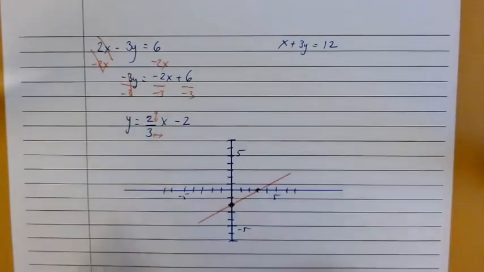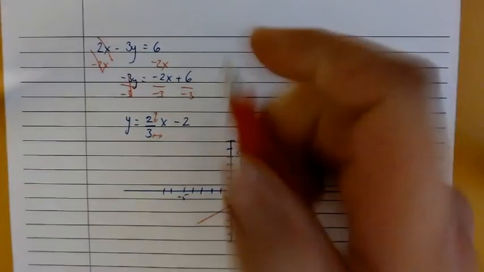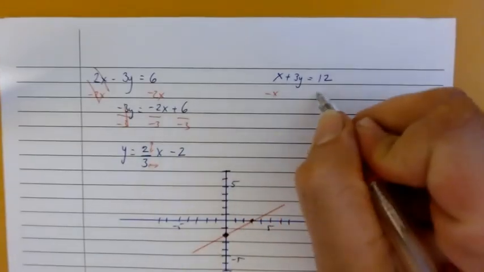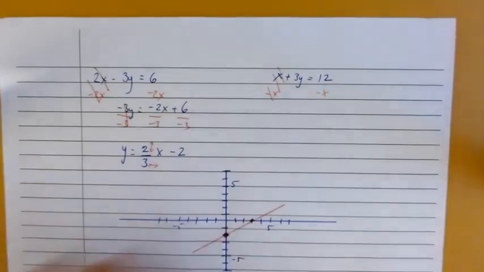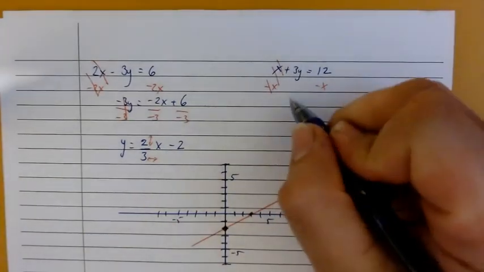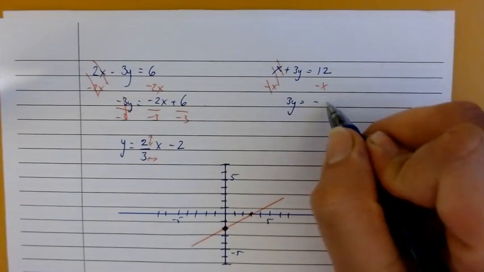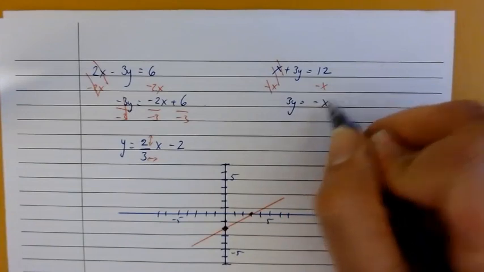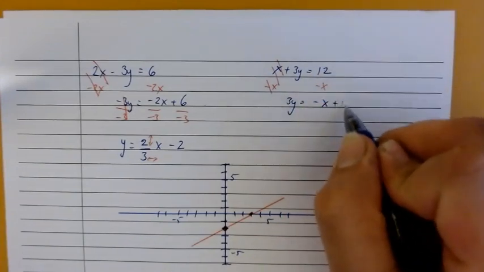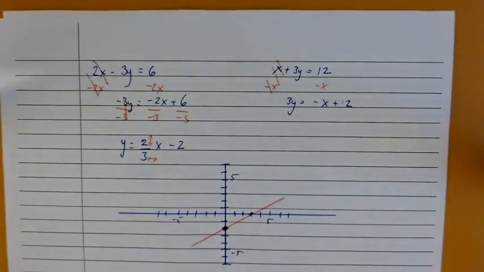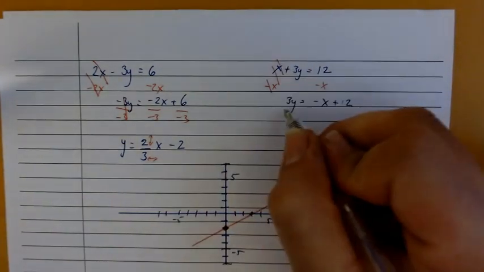All right, so same idea. We're going to go ahead and isolate our y to put this in slope-intercept form. We can subtract our x from both sides of the equation. They'll subtract off, giving you 3y equals, you have your negative x, which is the same as saying negative 1x, and that's a positive 12, so we can say plus 12. And then we're going to go through and divide everything by a positive 3.